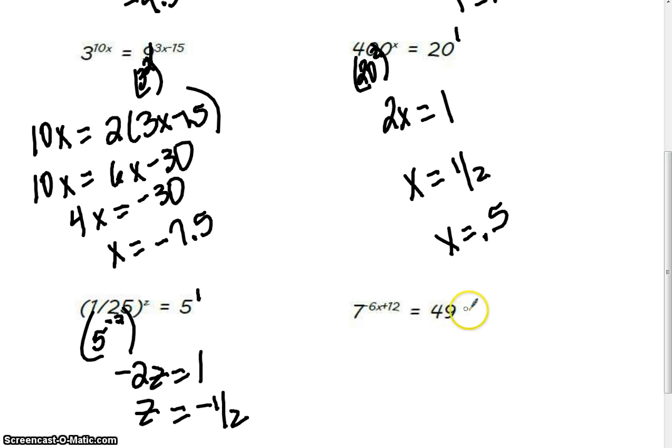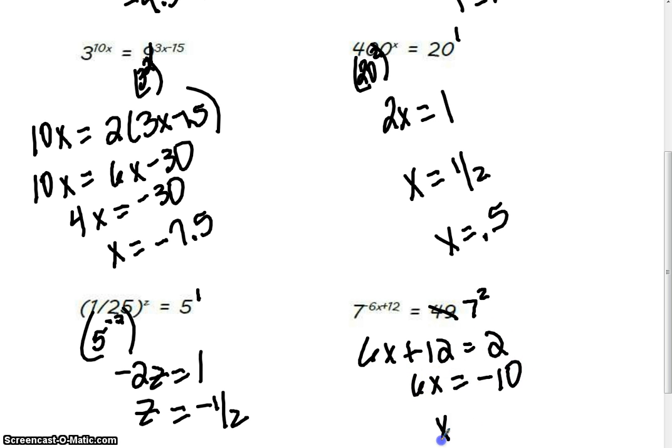We have 7 and 49. 49 can be rewritten as 7 squared. That gives you 6x plus 12 is equal to 2. Move your 12. 6x is equal to negative 10. Divide by 6. And you get x is equal to negative 1.67.